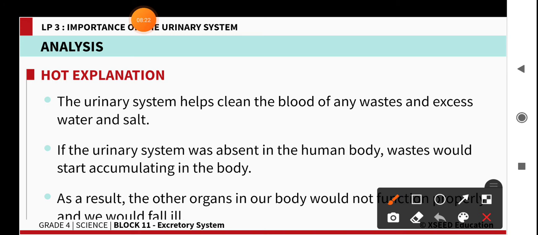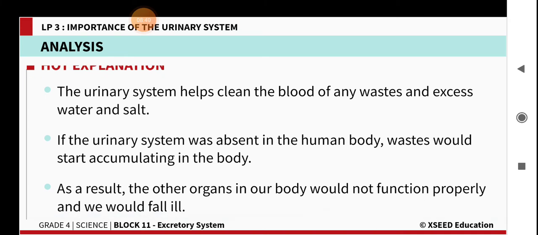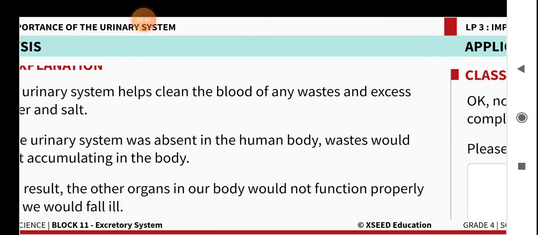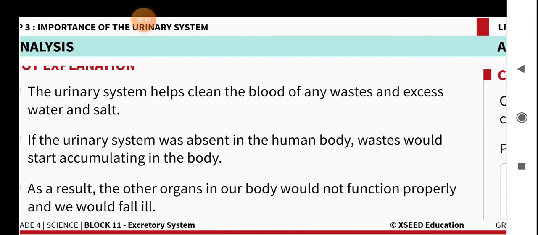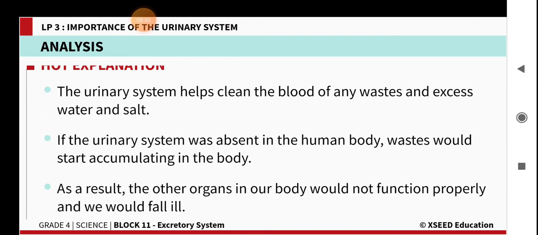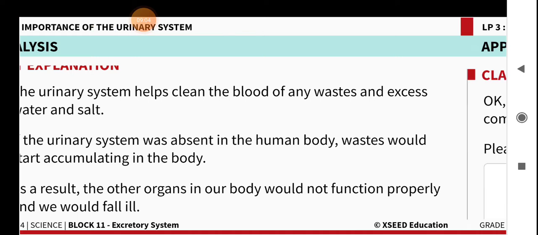So the urinary system helps clean the blood of any waste and excess water and salt. If the urinary system was absent in the human body, waste would start accumulating in the body. As a result, the organs in our body would not function properly and we would fall ill. So it is very important to have proper excretory organs, especially the urinary system organs like kidneys, which need to work properly. Otherwise, we are going to face many problems.